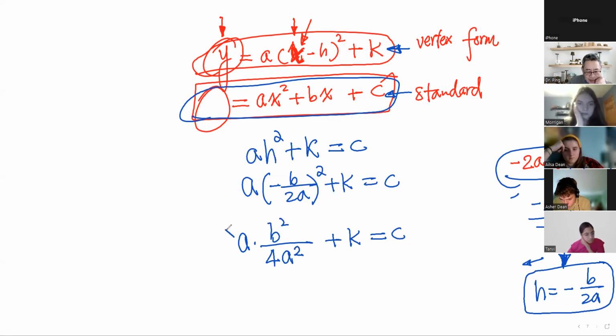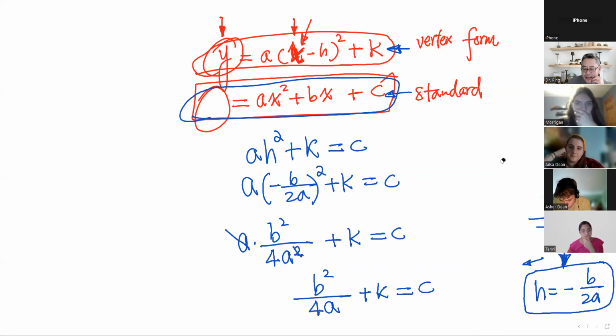Okay, now we can see that this a and this a squared, we can take out one a, right? So we got b squared over 4a plus k equal to c, right? Are we good on this one? It's just going to be a's cross out, a squared crosses out. It's the b squared over 4a plus k is equal to c.